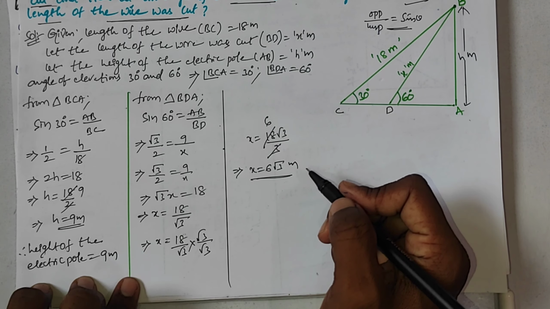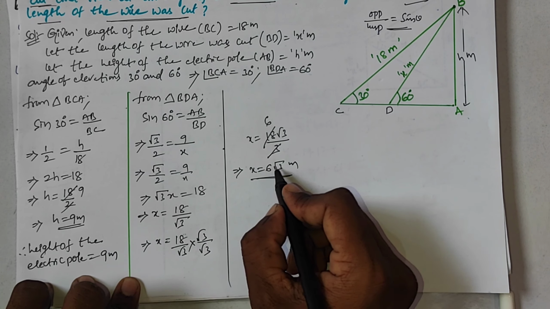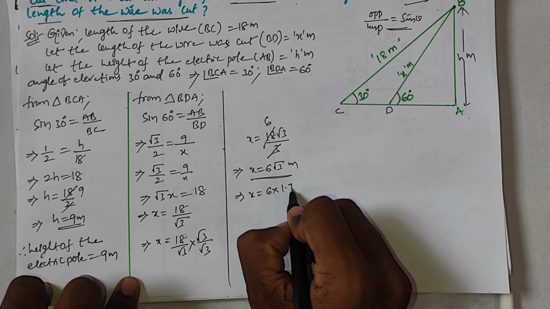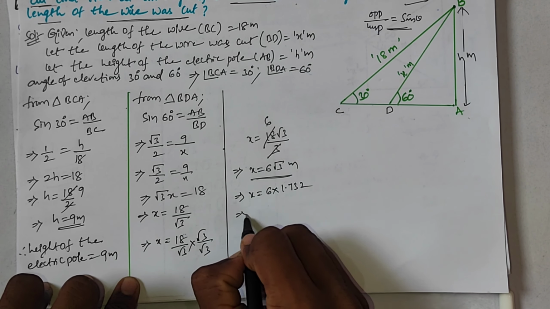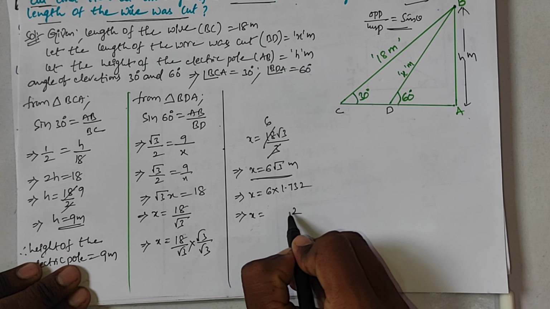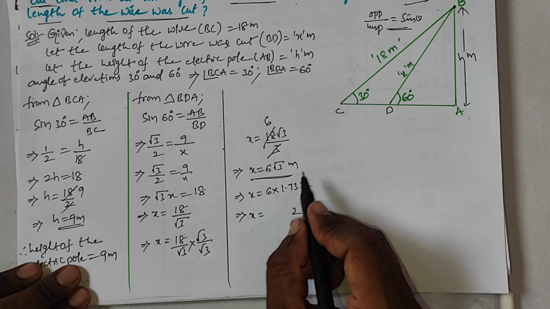So here we have to find the root 3 value. This implies x is equal to 6 into the root 3 value, 1.732. This implies x is equal to multiplication: 6 twos are 12, 1 is a carry, 6 threes are 18 plus 1 is 19.